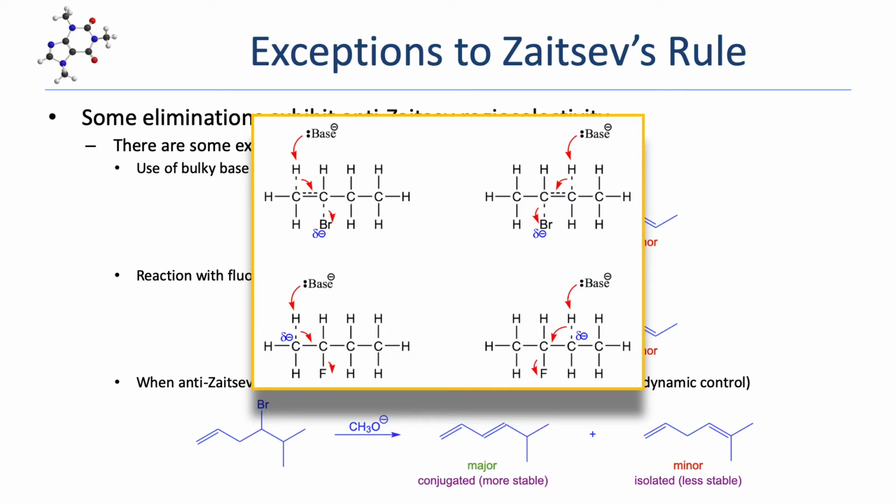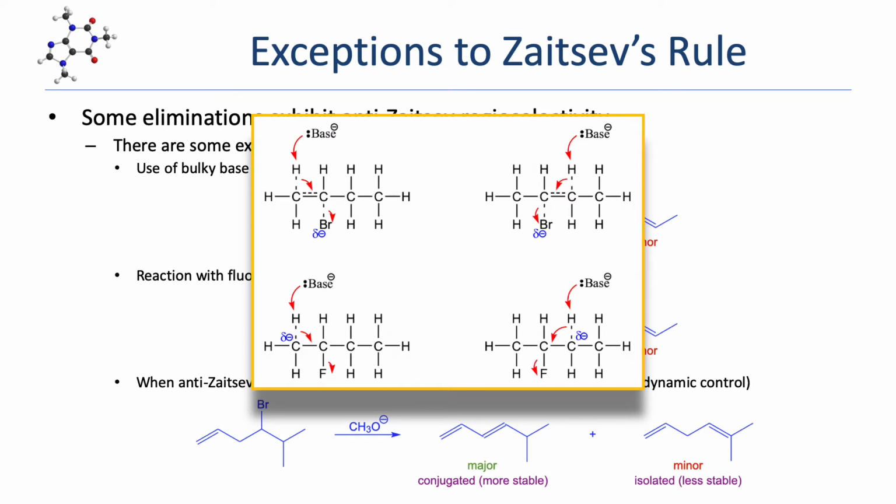In this example, when the base tries to remove a beta hydrogen from the primary carbon to the left of the fluorine, a significant amount of negative charge develops on that primary carbon. When the base tries to remove a beta hydrogen from the secondary carbon to the right of the halogen, a significant amount of negative charge starts to develop on that secondary carbon.